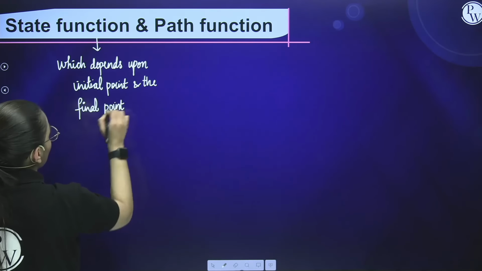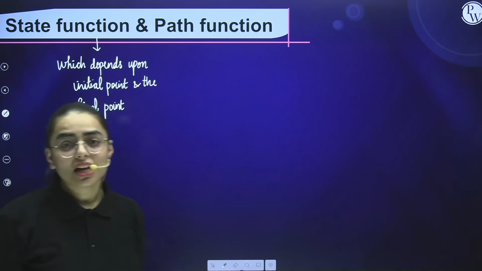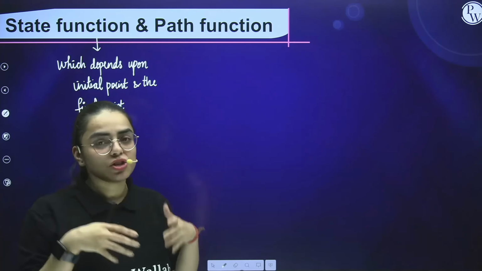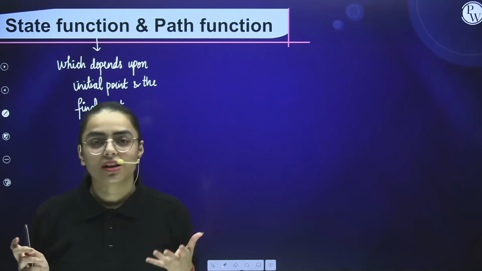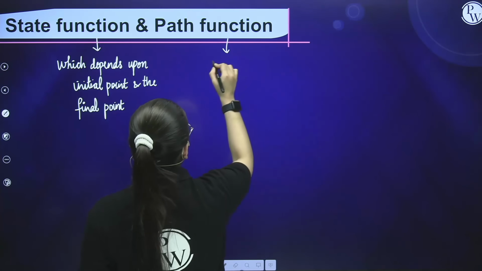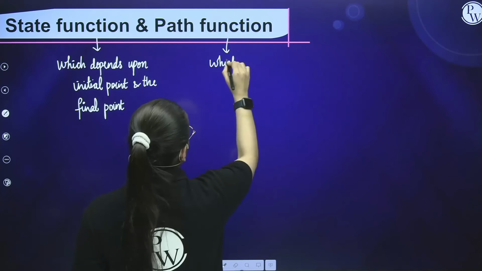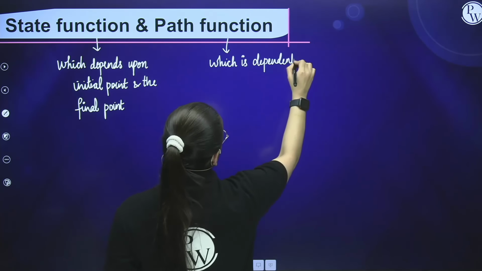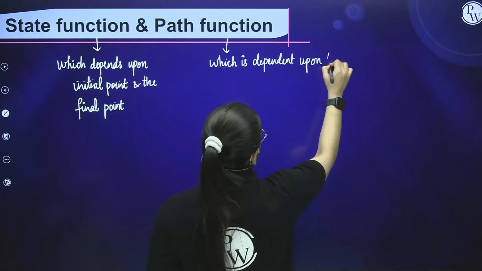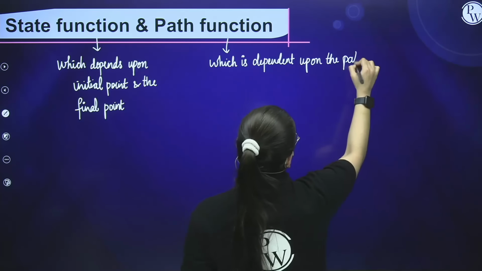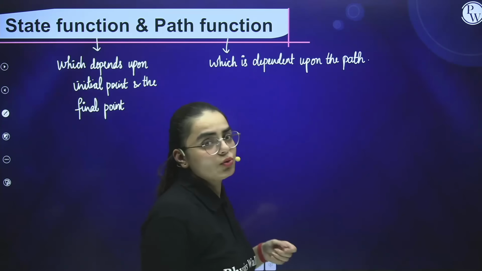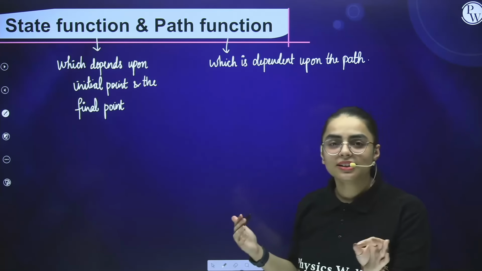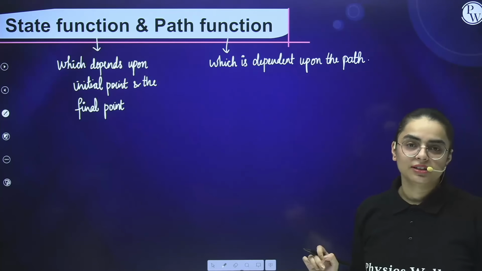Now, the next one, the path function, is the one which depends upon the path, or I would say the region through which the process is occurring. That is the path, right? So the path function is dependent upon the path. State function is the one which is dependent only upon the initial point and the final point. Is it clear to you?